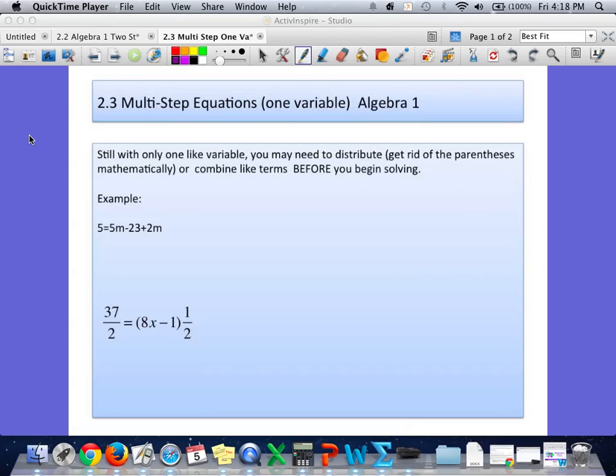And the goal is, of course, to follow PEMDAS. PEMDAS tells us that we must get rid of parentheses first. So if you do see parentheses in your problem, you must distribute and get rid of those parentheses first. And if you don't have those, then you need to combine like terms before you start solving. So I'll give you a little clue. If there's more than two things on one side of your equation, you need to clean it up before you start solving and moving things around.